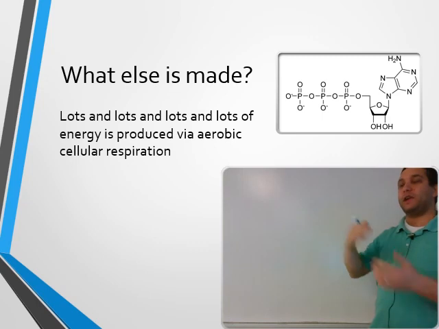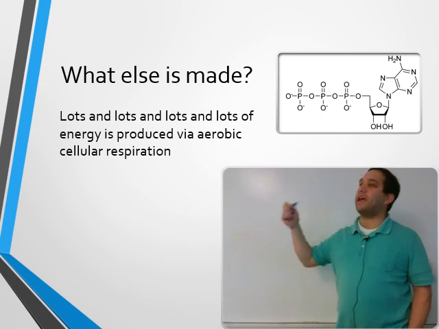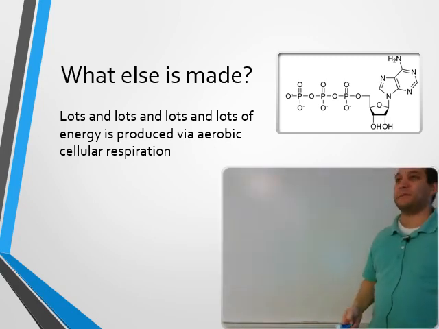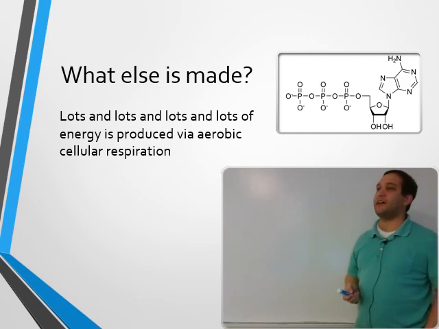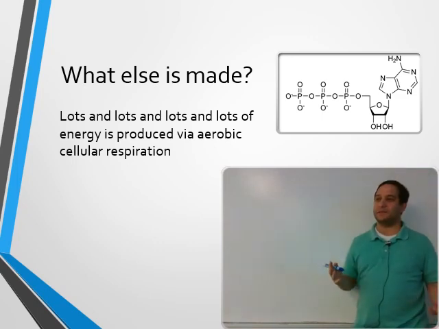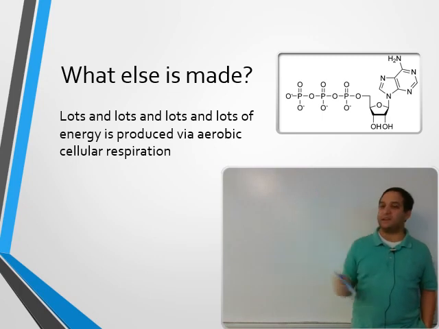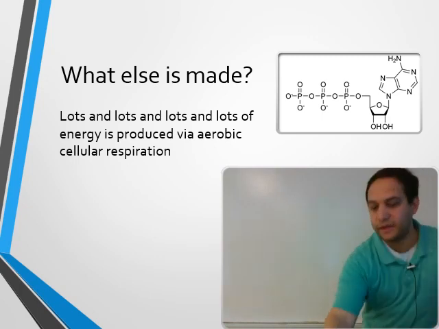As we are creating carbon dioxide and water, we are also producing a whole bunch of this molecule. What is that molecule? It's not a poly thing. Take a look at it. It's got 3 phosphates attached to it. ATP, adenosine triphosphate. It is a major, major energy molecule in the cell. So you're going to produce a lot of adenosine triphosphate through the process of aerobic cellular respiration.